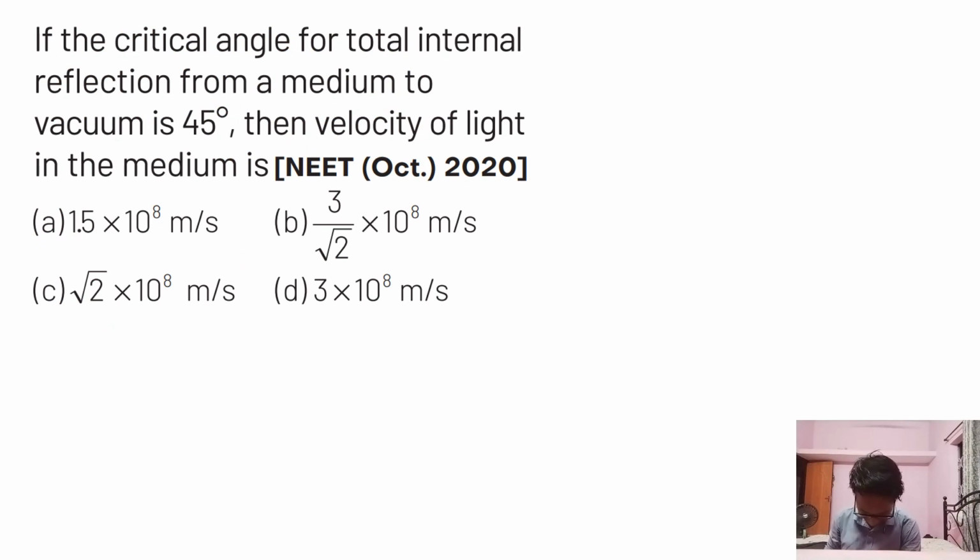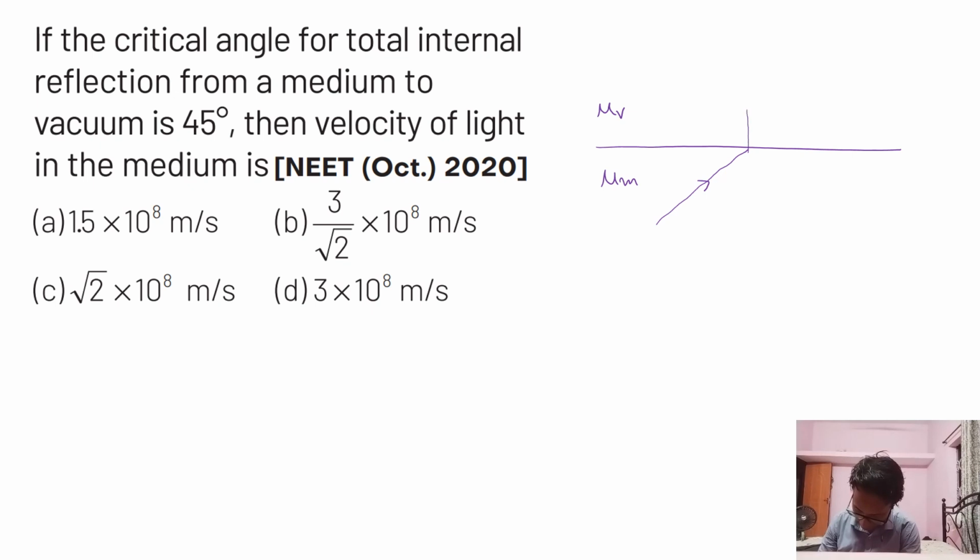Let's see the next question. If the critical angle for total internal reflection from a medium to vacuum, so the light ray is going from medium to vacuum, is 45 degrees, then the velocity of light in the medium is. So what the question is saying, there is a medium and this is mu of medium. So out here the ray of light is going from mu of medium to mu of vacuum.